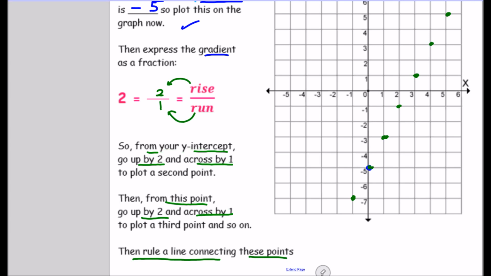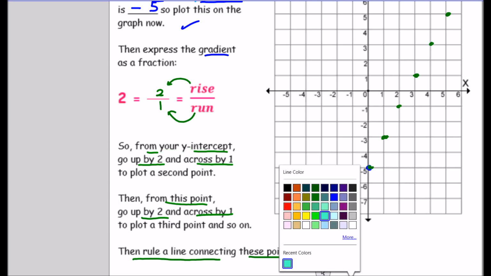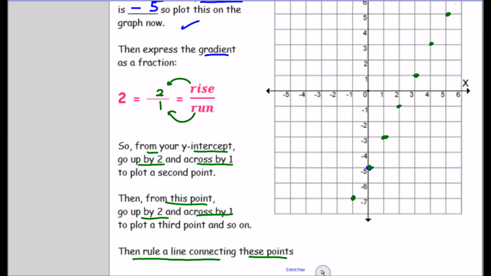And don't forget to label your line with the equation as well. Very, very important. So now we're going to rule a line. Going to make sure the line goes through all the points. So make sure it goes through all the points properly. I'm just going to need to adjust mine again. It doesn't see the top points. Yep, now it's better. It's going through all the points now.